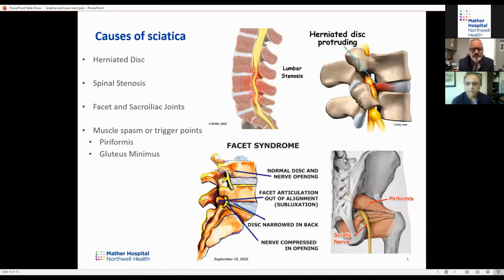So I'm going to hand it over to Dr. Durkin now. He's going to talk about the different causes of sciatica, and then he's going to go into the different types of imaging that we can do to actually make the diagnosis. Dr. Durkin?